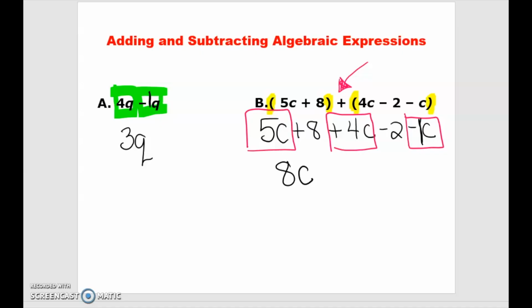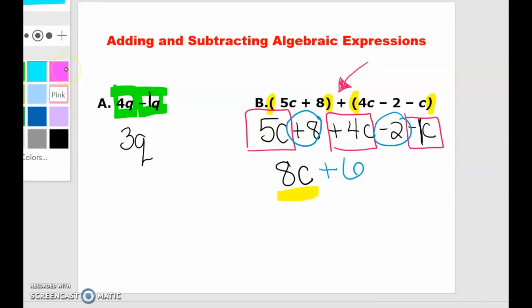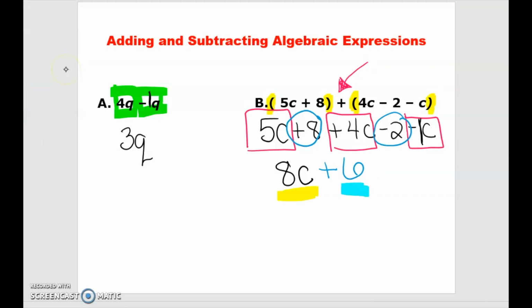All right, now I'm going to look at my constants. I have a positive 8 and a negative 2. So 8 and negative 2 is positive 6. And that's as far as we can go because this is a variable term and the 6 is a constant. We cannot combine a variable term with a constant. So that's as far as we could go.